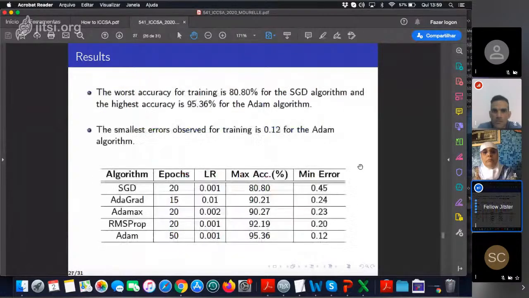Okay, so based on this, we can synthesize our results. The worst accuracy for training is 80.8% for the SGD algorithm, and the highest accuracy is 95.36% for the Adam algorithm. The smallest error observed for training is 0.12 for the Adam algorithm, as this table can show. So minimum error, Adam, maximum accuracy, Adam as well.